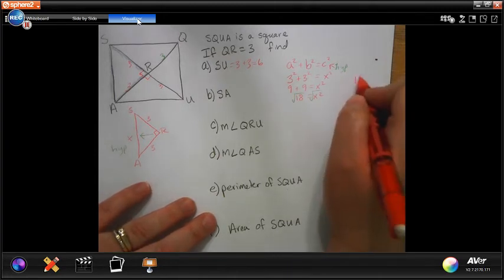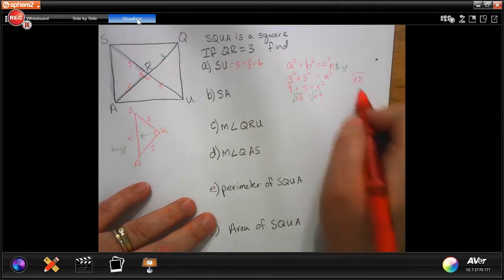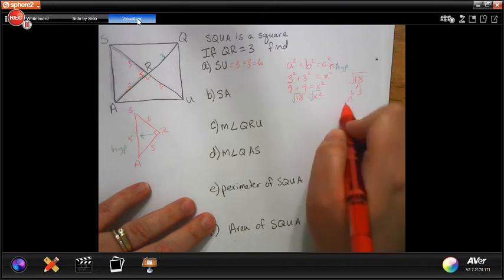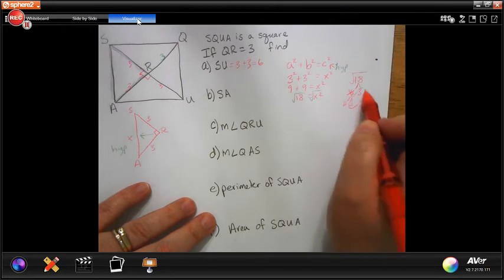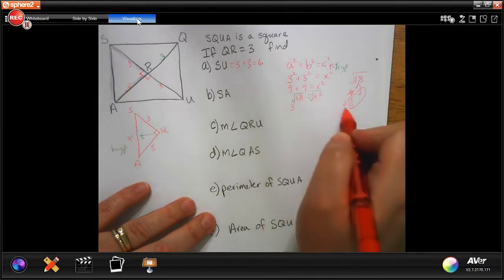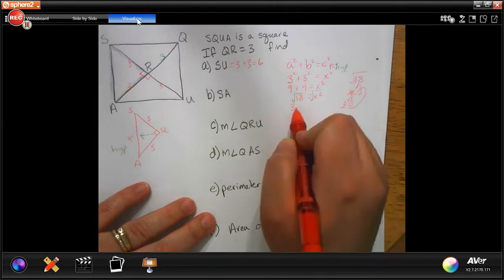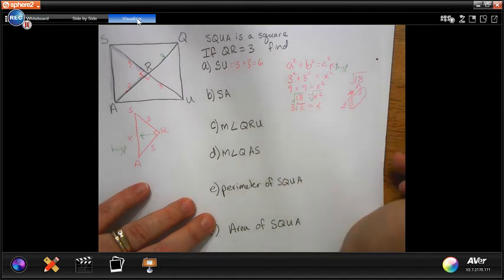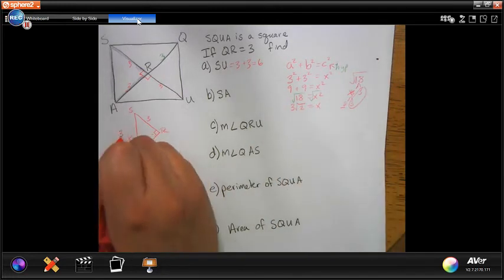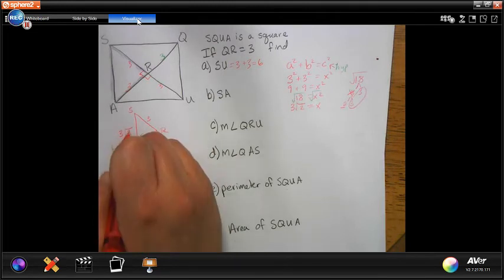Now, the square root of 18 is the square root of 6 times 3. 6 is 2 times 3. We have a pair of 3's that break out. We have this 2 that cannot break out. So radical 2 times 3 equals x. So now we know that x is 3 radical 2.